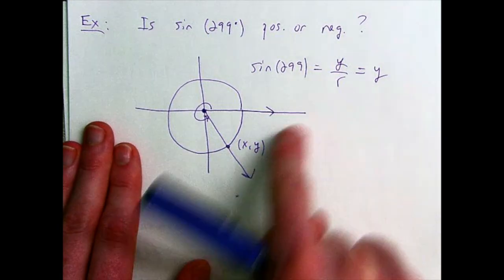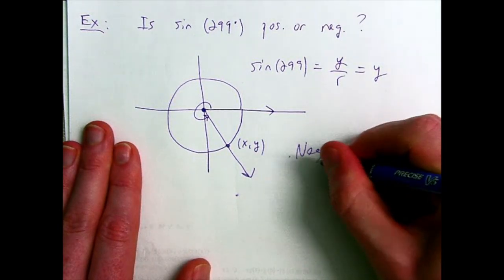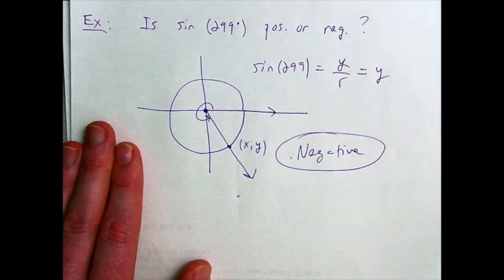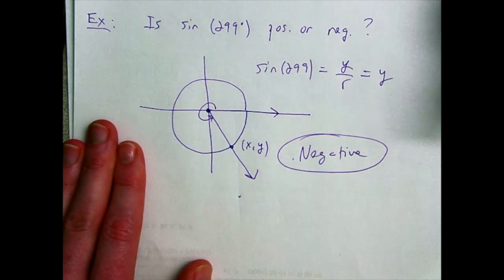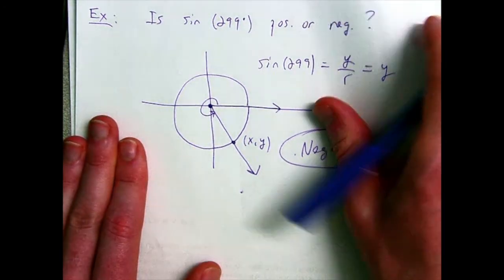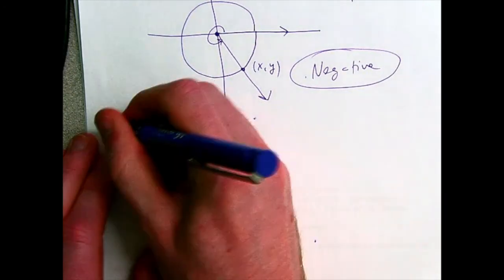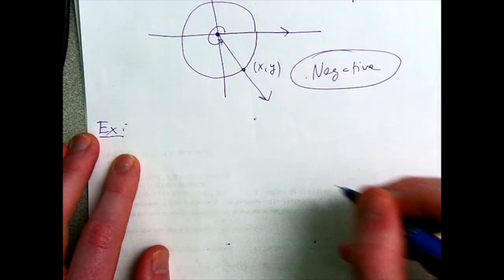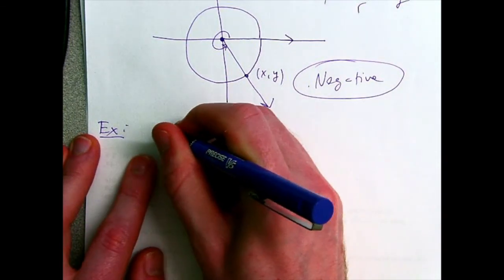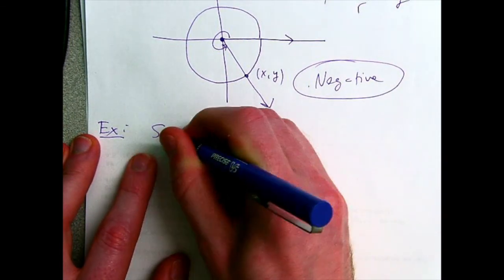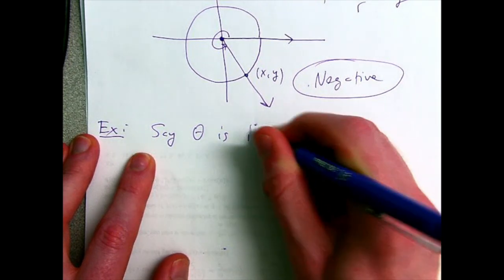Now, I got to be honest with you, I have no idea what those coordinates are, right? In the previous example, the point was on the x and y axis, and it was obviously 0 or 1 or something. Here, it's not at all obvious what these x and y coordinates would be. But I'm not trying to find them. I'm just trying to ask, is the sine of 299 positive or negative?